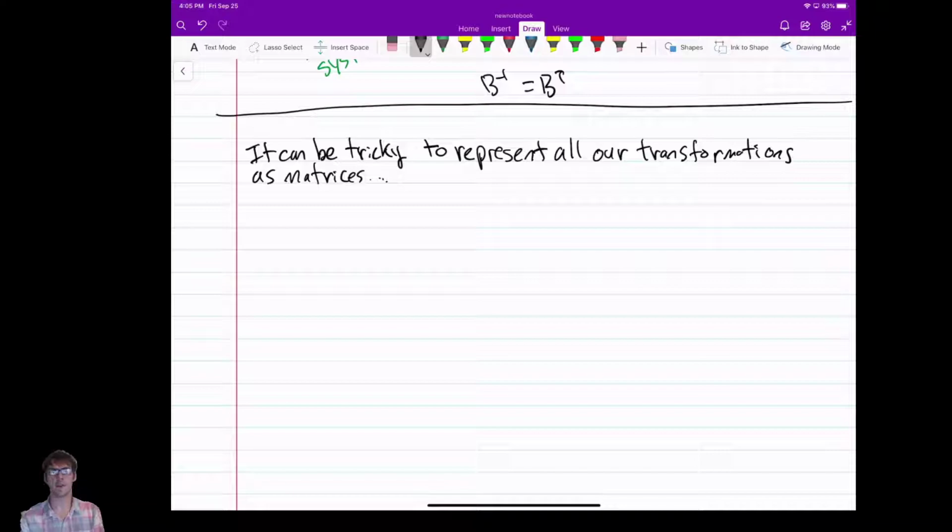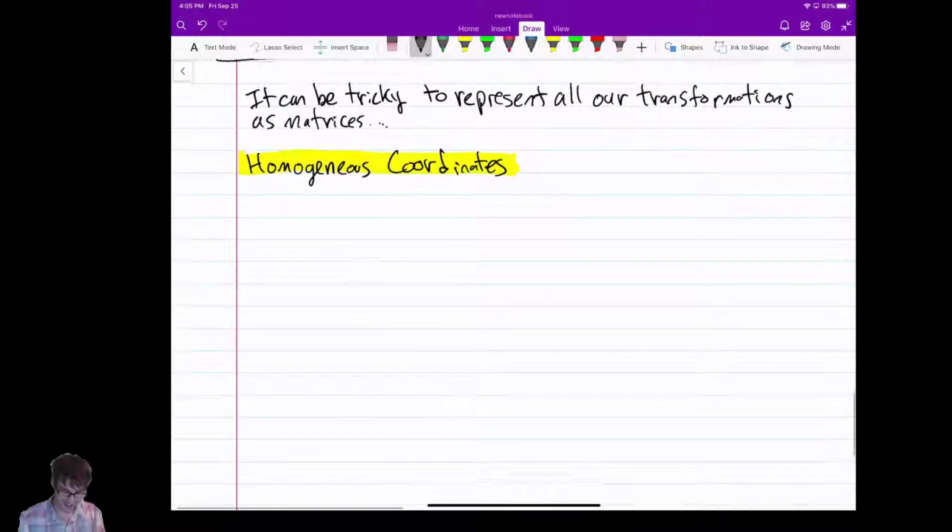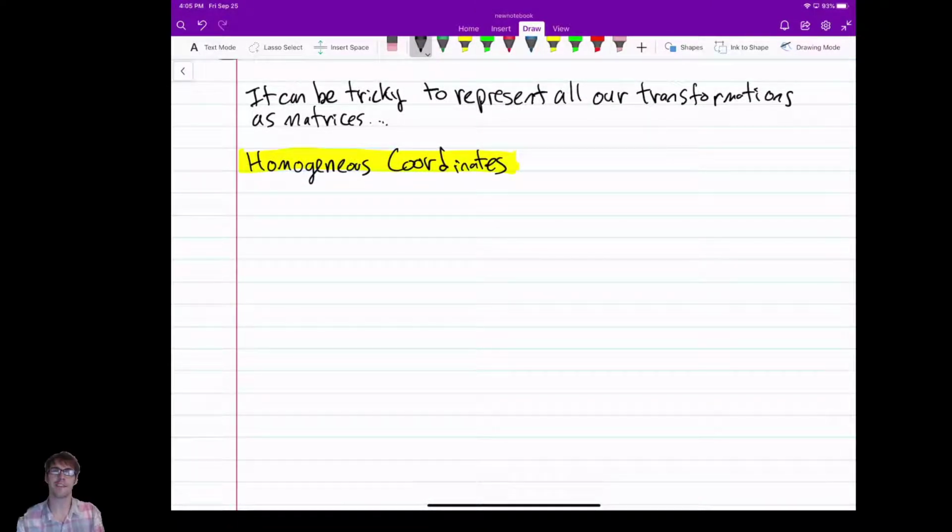If I have an x and a y coordinate and I use a 2x2 matrix, there are certain things I just can't do. So I'm going to introduce another technique called homogeneous coordinates. Homogeneous coordinates is a concept from projective geometry, which means it's really hard. But luckily for us, I'll explain just very briefly what it means in terms of us. We're not going to go deep into it.